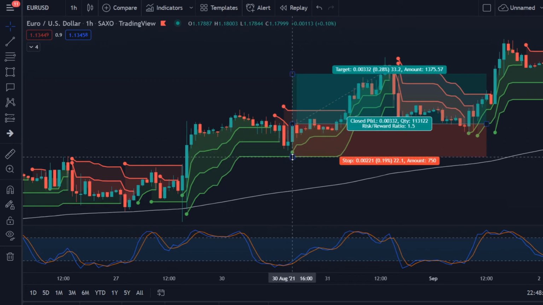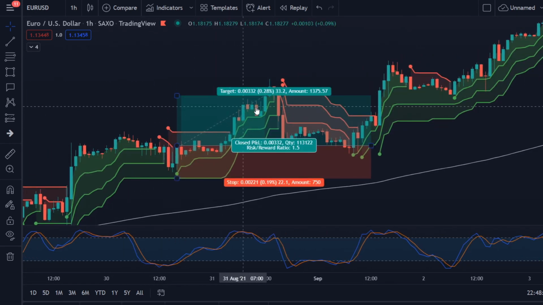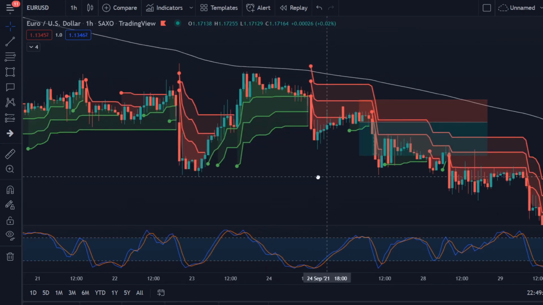We place our stop loss below the lowest super trend indicator, which is about here, and of course we're risking 1.5 to 1. We use the 1.5 to 1 risk reward ratio, and this turned out to be a winner as well. Another sell example over here.